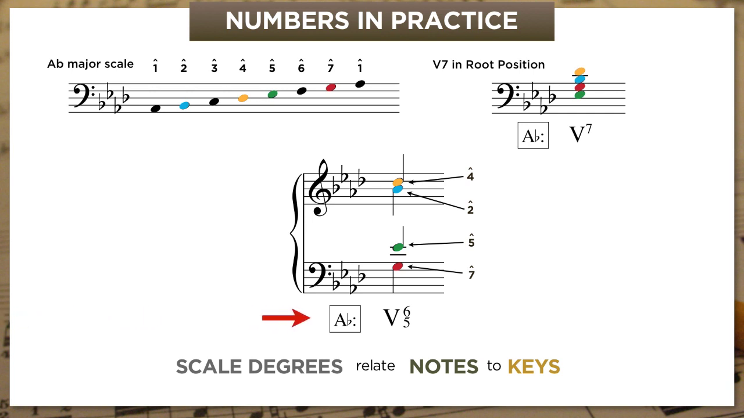Let's try this out. Here, we'll change the key marker to say that we're in F minor rather than A flat major. Now this means that the Roman numeral now changes as well. Now the Roman numeral is 7-6-5 rather than 5-6-5.